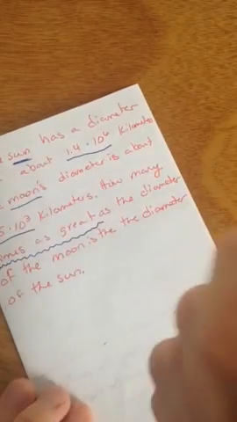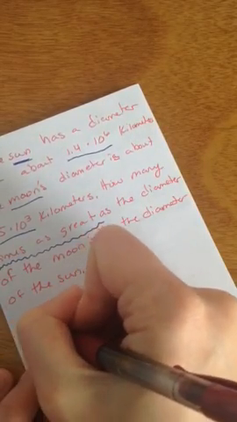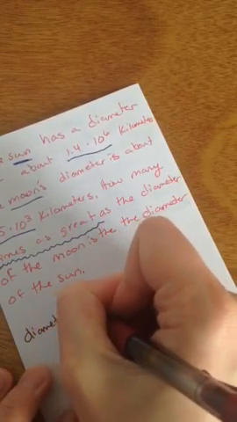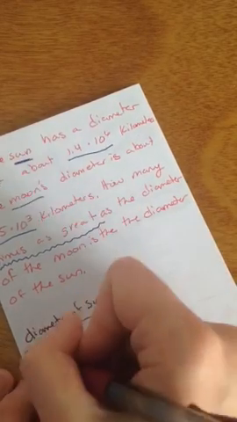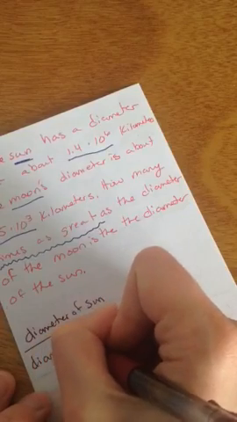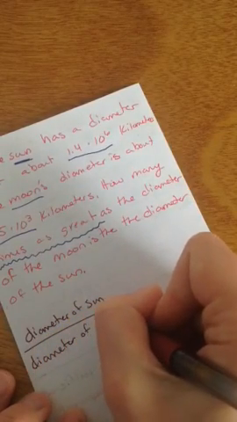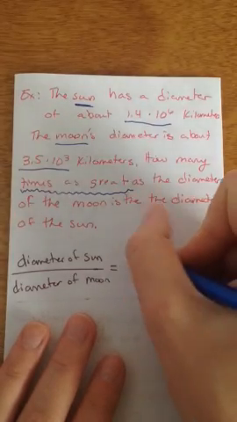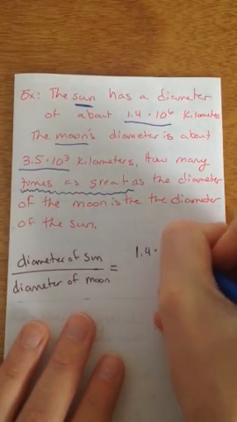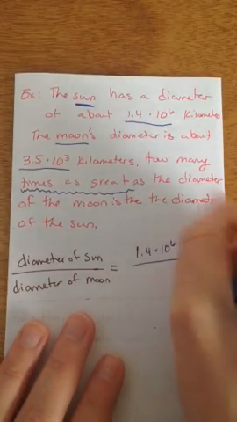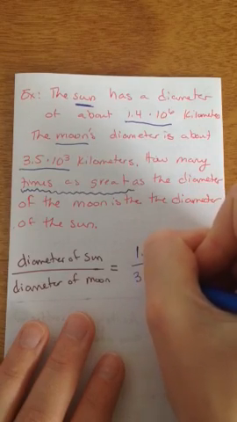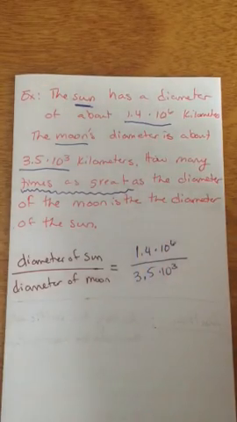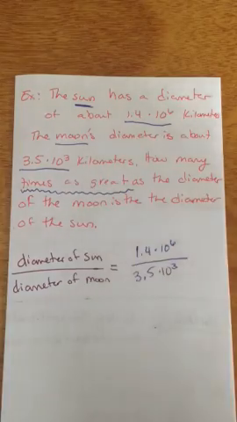I'll write this in a different color. Divided by the diameter of the moon. Okay. So we're actually doing division in this problem. So we know that the diameter of the sun is 1.4 times 10 to the 6 over 3.5 times 10 to the 3rd kilometers, which is the diameter of the moon.